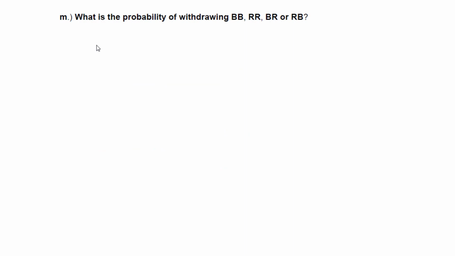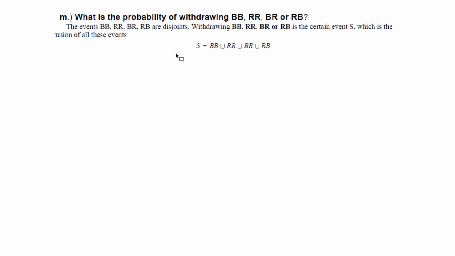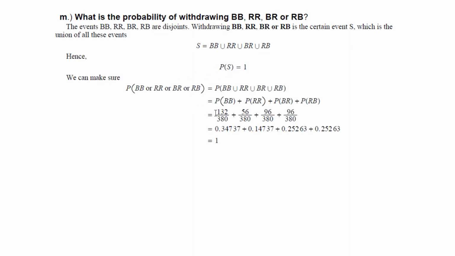And now we have the last and biggest complex event, which is withdrawing blue-blue, red-red, blue-red, or red-blue. The union of all these events is going to be equal to the sample space. Therefore, here we have a certain event and its probability is going to be just 1. So the union of all these events is equal to the sample space itself. We can add all these probabilities together and we are going to get 1. That is for the certain event.